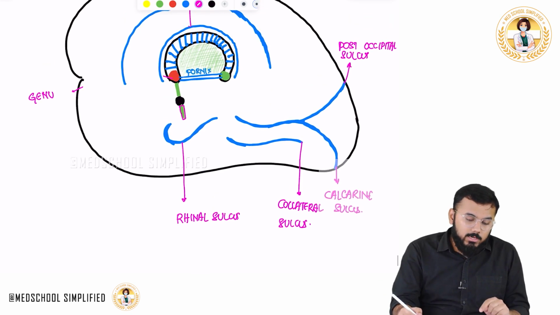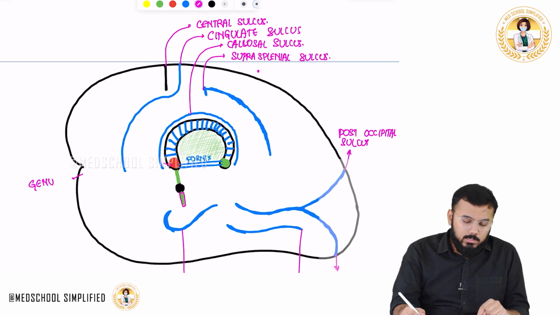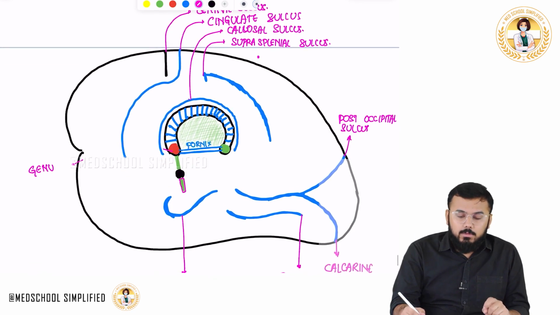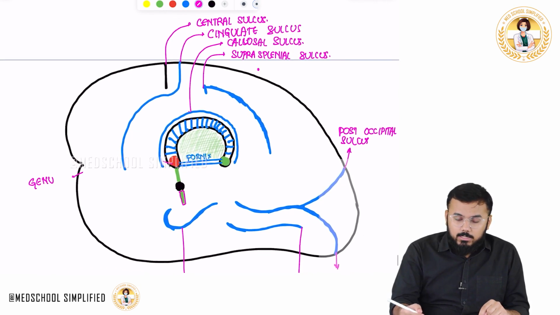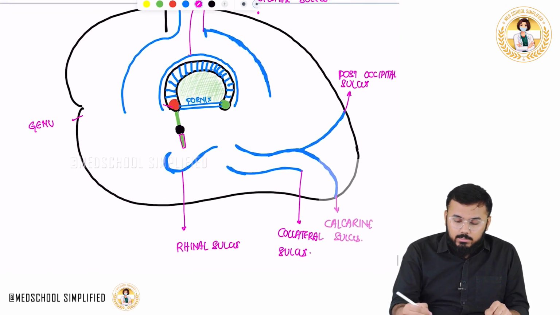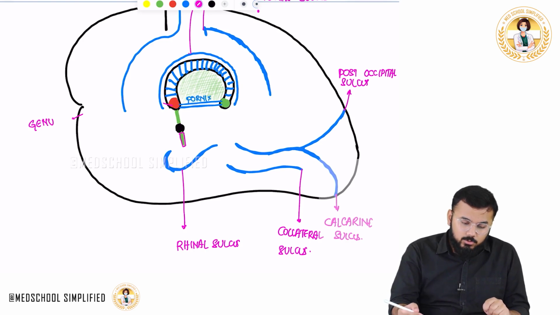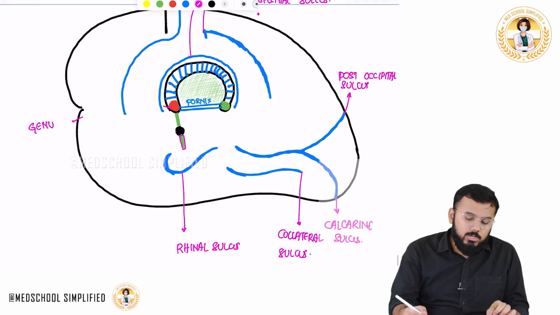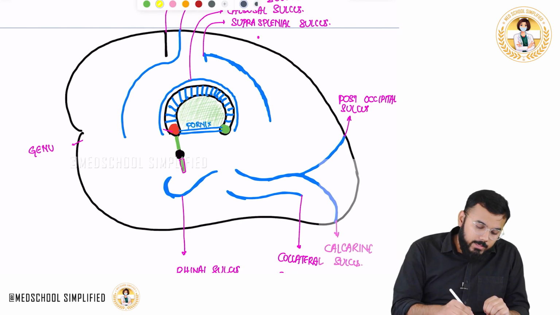So what are the different sulci we have discussed? First is the central sulcus. Just beneath that is the cingulate sulcus. After that we discussed the callosal sulcus, then the suprasplenial sulcus, the posterior occipital sulcus, and the calcarine sulcus. Lateral to it we have the collateral sulcus, and finally a hook shaped sulcus called the rhinal sulcus. Now after the discussion of sulci is done, we shall discuss the different gyri we have got.